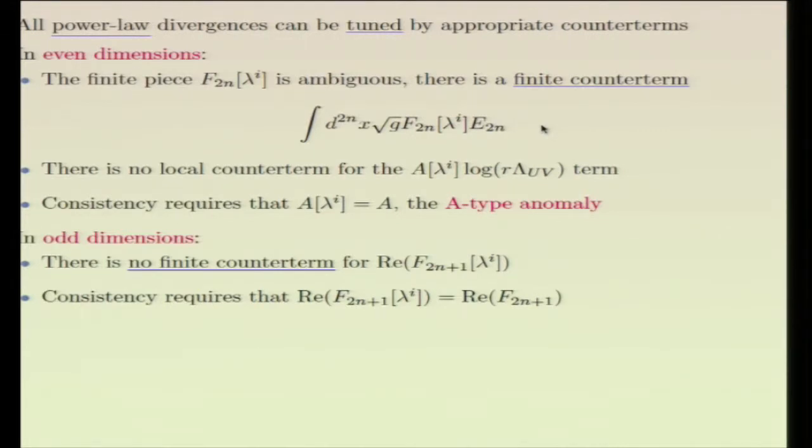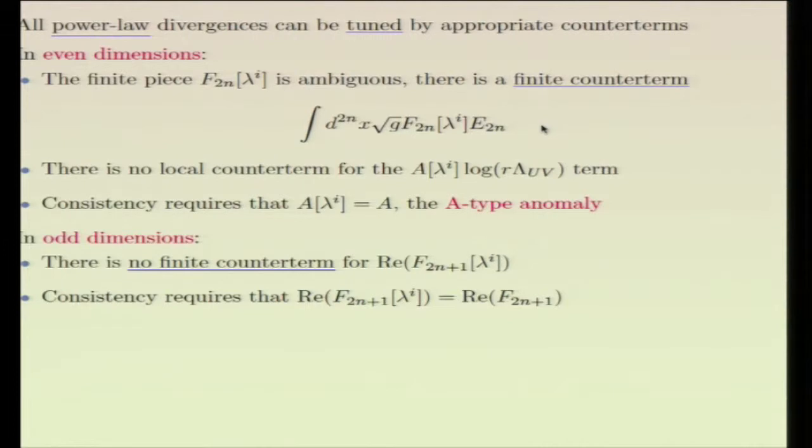The second statement I want to make is that there is no local counter term for the logarithmic divergence. That's a well-known fact. And furthermore, another important fact is that the coefficient of the logarithmic divergence is in fact independent of the point in the conformal manifold. And this just follows from imposing the Wess-Zumino conditions. And then the coefficient that you get is precisely the Euler anomaly, or sometimes known as the A-type anomaly of the conformal field theory.